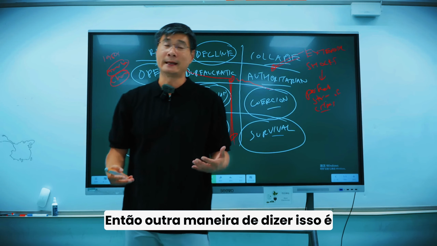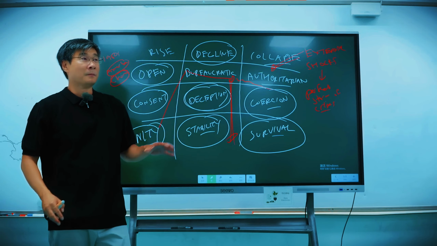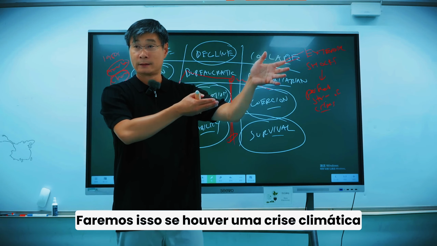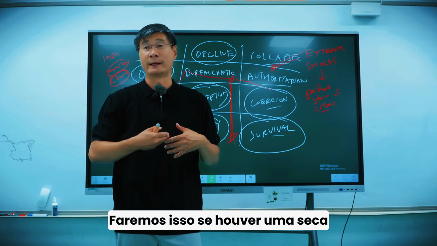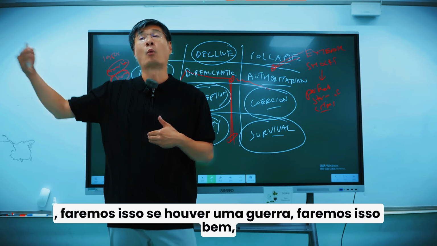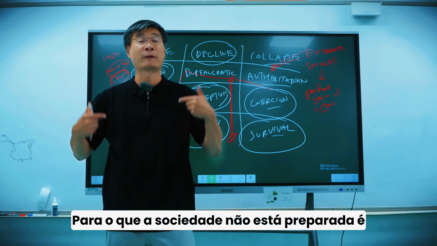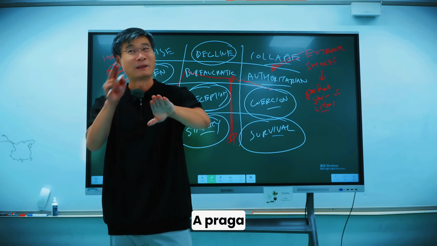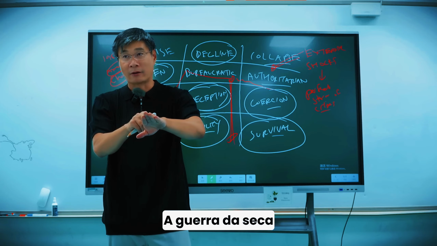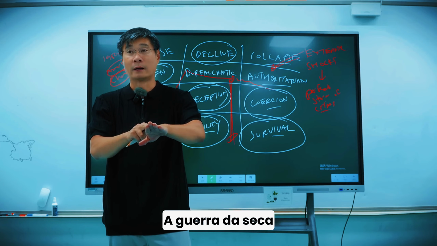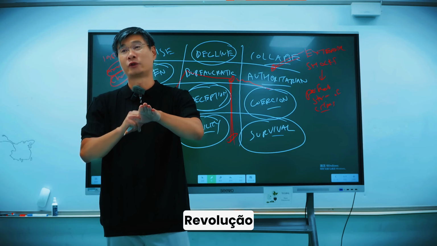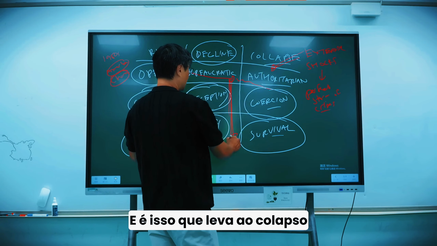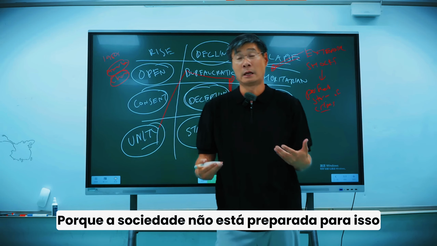So another way of saying this is, maybe society prepares for, okay, if there's a plague, we'll do this. If there's a climate crisis, we'll do this. If there's a drought, we'll do this. If there's a war, we'll do this, okay? What society is not prepared for is these things happening all at once. The plague, the drought, war, revolution, they all happen at once. It's a perfect storm. And that's what leads to the collapse, because society is not prepared for this.